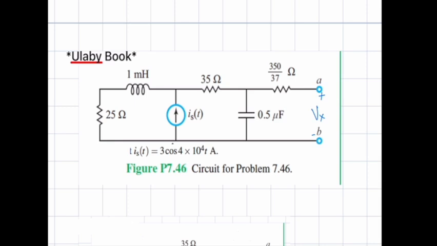So first step's going to be converting it to the frequency domain. Next step, I would label your nodes, and then I would probably do node voltage again. And then notice that A and B are floating wires. I'll let you try and figure it out first.